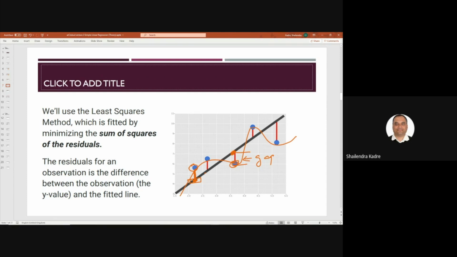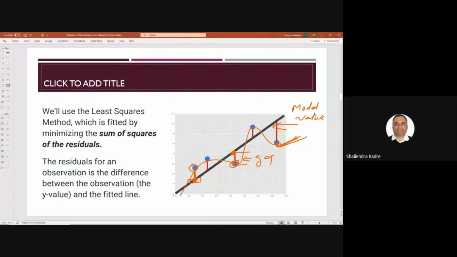So for the same value of x, that is 3.7, I have two values now. One is the actual observed value, which is the blue dot. And this is the model value, the value given by the model. So the difference between the observed value and the model value is called the residual. This concept will be useful to us, and we'll see how in later slides.